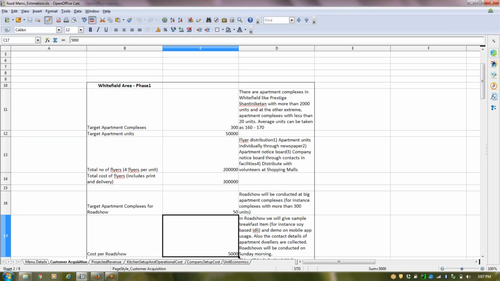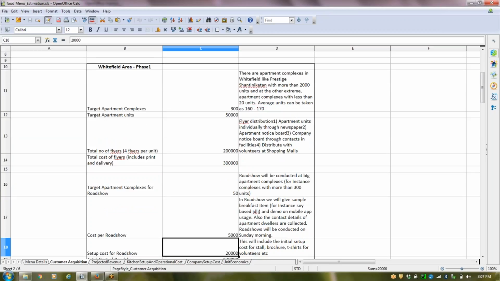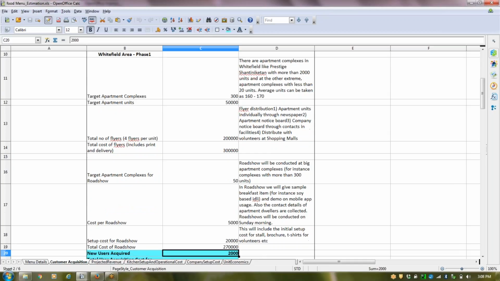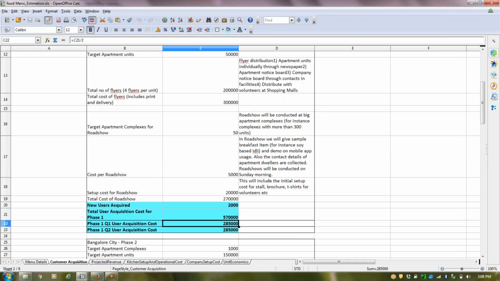Then they have also accounted for how many road shows are to be done. Out of these 300 apartment complexes, they have selected some 50 large apartments where they will be conducting the road show. They have also put what is the cost per road show. For a road show, what all things are required? What is the setup cost for a road show? They'll have to put up a stall, they'll have to print some brochures, etc.